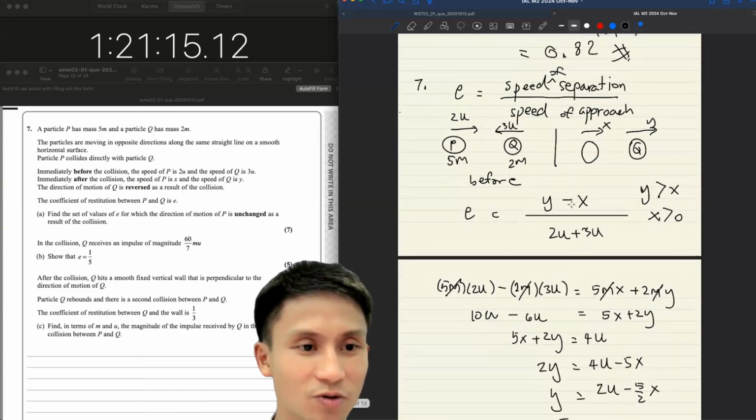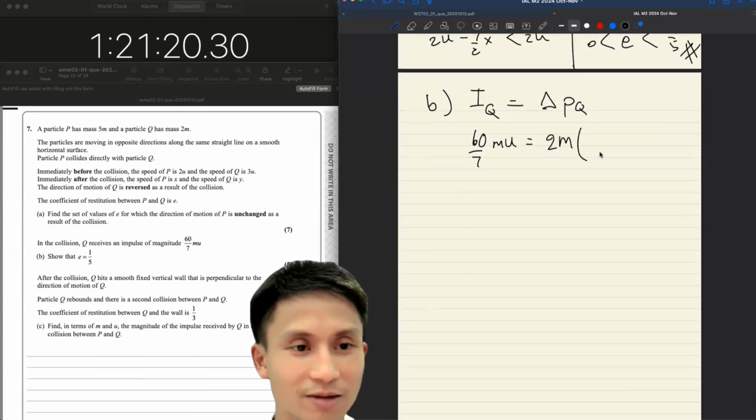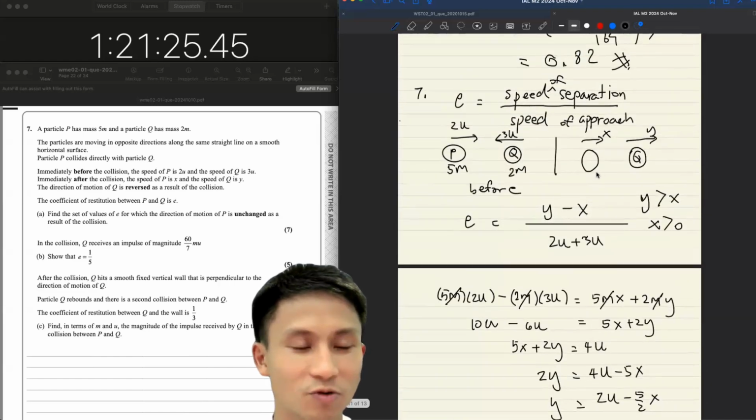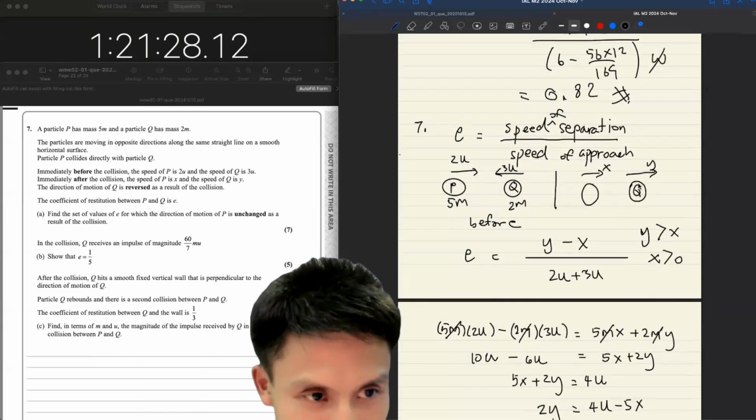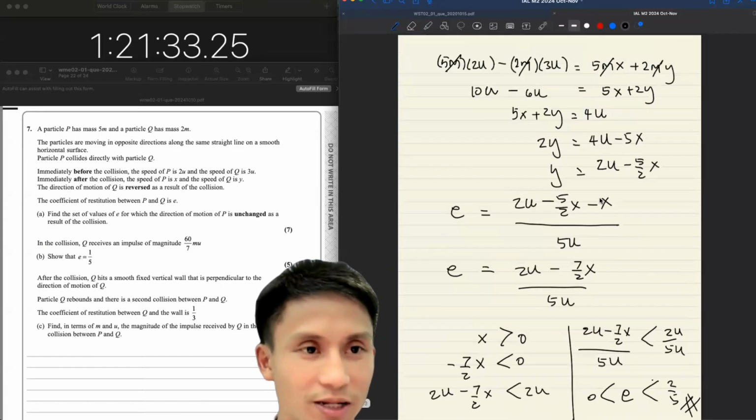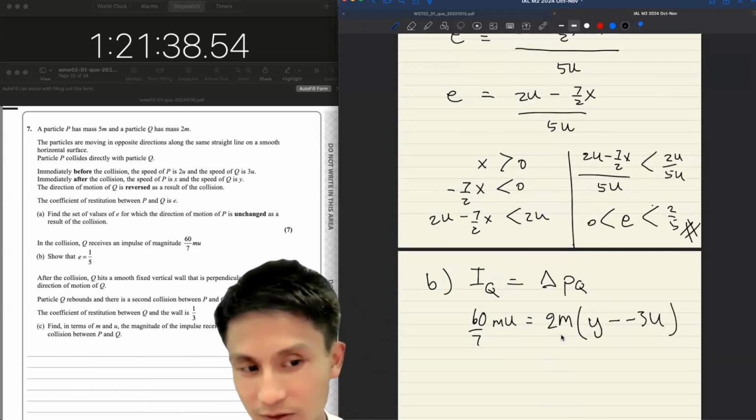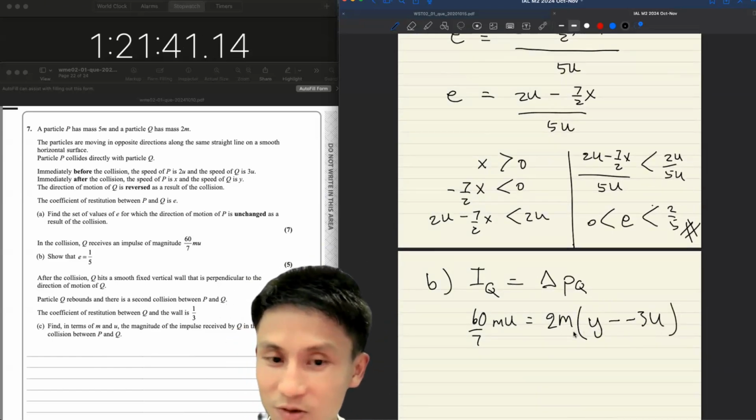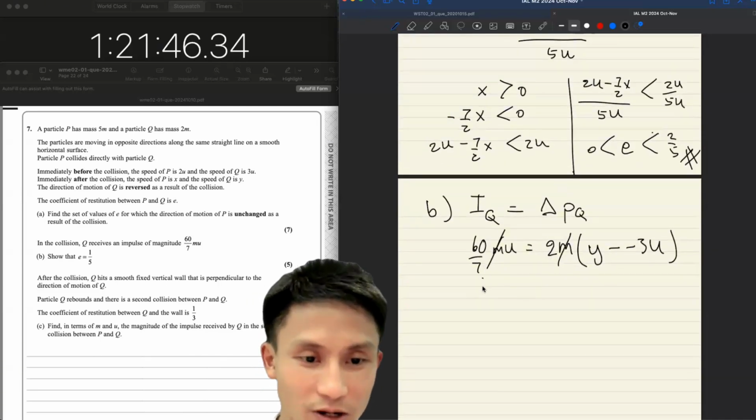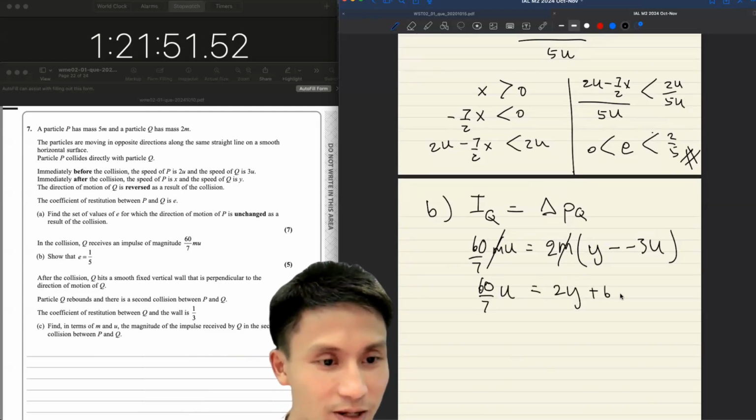Hang on. Mass of Q is 2m. So again, change in momentum is mass times the change in velocity. Velocity after collision is y, right? But before collision is to the left, which is minus 3u. Okay, so that's it, and we need to solve. Here we're going to find the value of y in terms of u, and put it back to somewhere to solve for u. So this is 2y plus 6u.